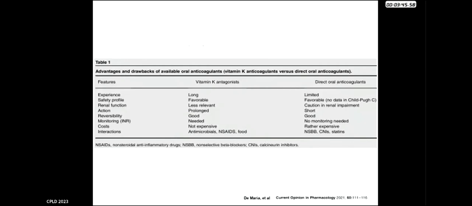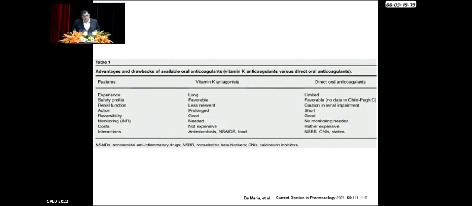applicable to us. So if you look at the advantages and drawbacks of the available anticoagulants, VKAs versus DOACs, we have a much longer experience with VKA with limited experience with DOACs, favorable safety profile for both, but we do not have data with Child-Pugh C with DOACs, except for a few isolated small case series. With renal function, VKAs are not impacted, whereas with DOACs, you have to be very cautious in presence of renal impairment.